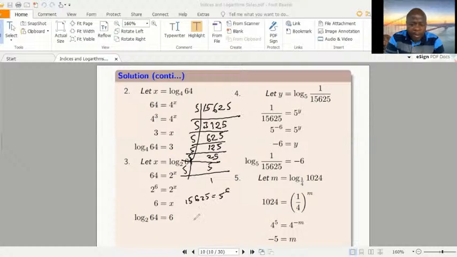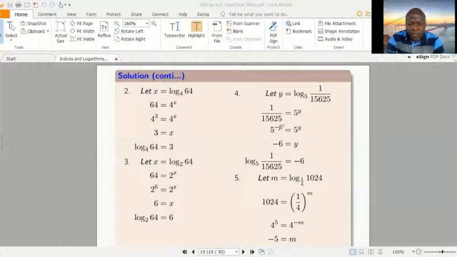But what I have is 1 out of 15,625. That means this is the same as 1 out of 5 raised to 6. This is a positive power here. If I took it to the numerator, this would be the same as 5 raised to negative 6. And that's what you're seeing here. So 5 raised to negative 6 is the same as 5 raised to y.